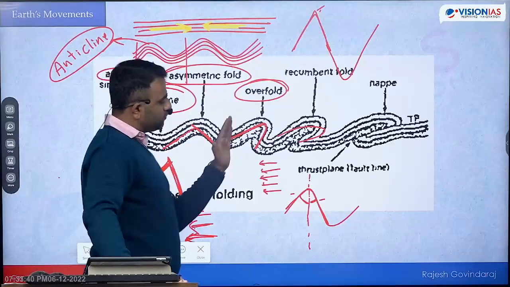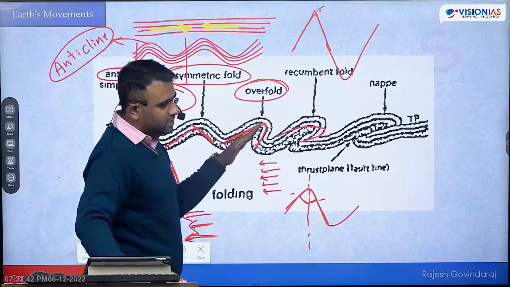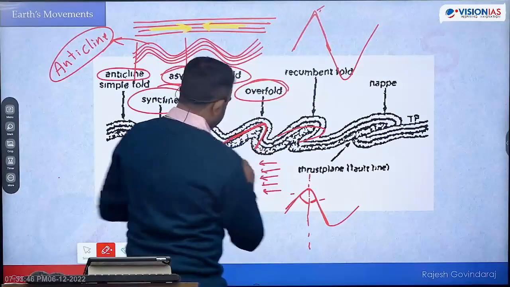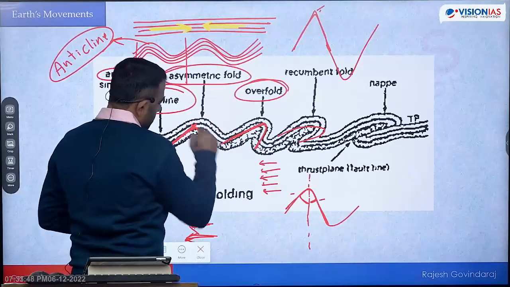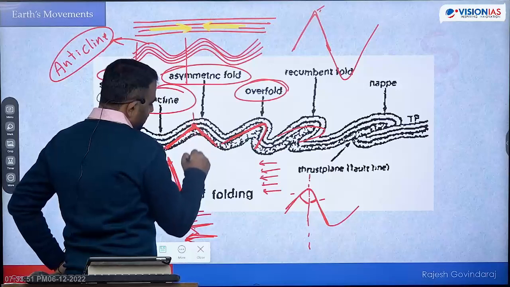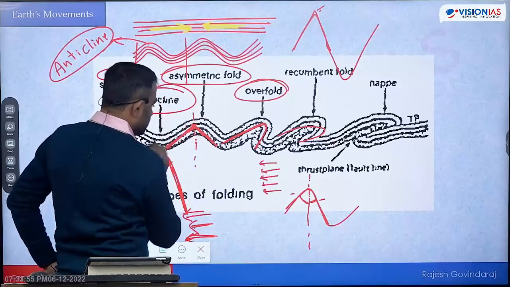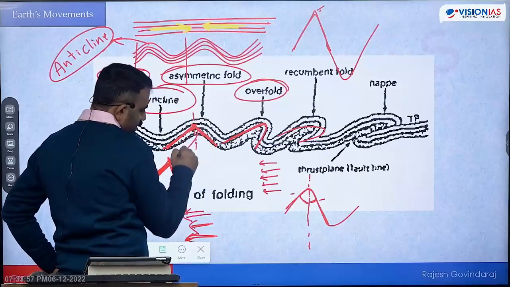A fold which is folded beyond the overfold. Normal fold, at least you will get two sides. Like, you will find the two limbs, even though they are not symmetrical, at least one limb is on the other side and this limb is on this side. In an overfold, both the limbs come to the same side.